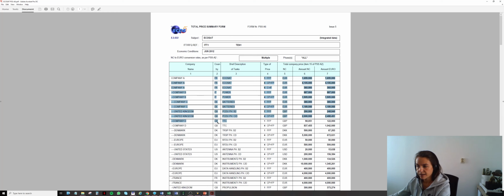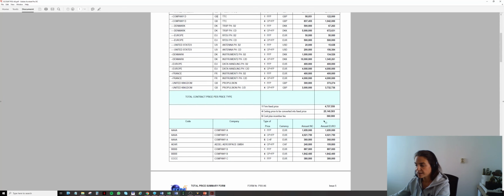Then we'll have information about the country, the products that have been developed, performed in the frame of our procurement, which type of price it is. It is very useful to have this information just at a glance. The national currency and the amounts in national currency and in euros. So you see here you have a very good overview of your price and how it is broken down in your industrial chain. Then you can find the total of the different types of prices.